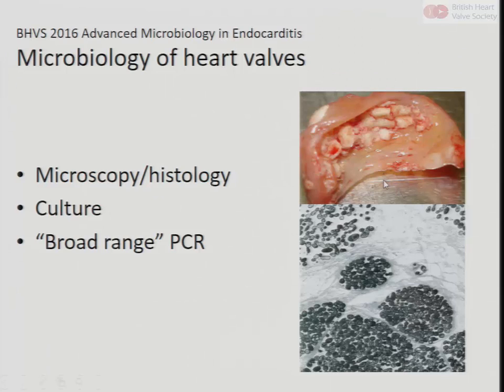Broad-range PCR works because, as Kim's already shown you, when you chop up a heart valve and have a look at it, there's a massive amount of bacteria and hence a huge amount of target nucleic acid in those cells. And that's why you can do these kinds of diagnostic tests on heart valve tissue, because you've got lots and lots of target and it outweighs all of the contamination that's around us.